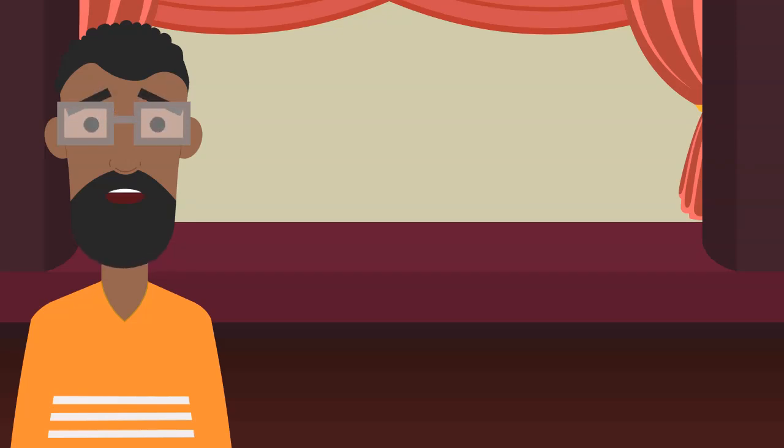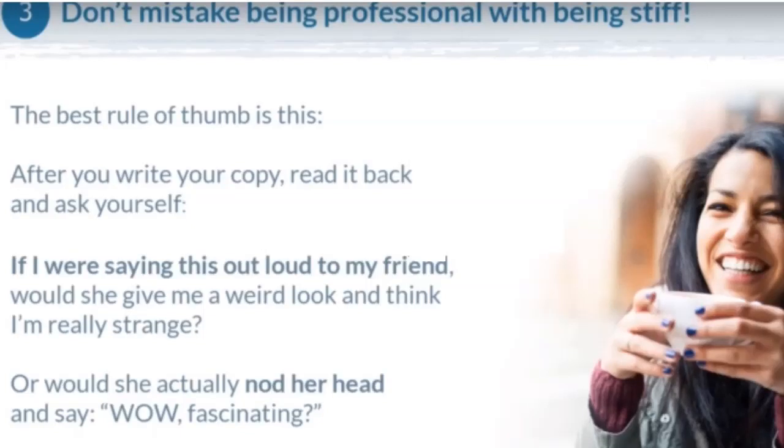If you speak words and robotic phrases like this, your friend would look at you like you have two heads. Back in the land of reality, however, you take a sip of your delicious frappuccino, and just start talking like a normal human being, right? You'd most likely use words that actually make sense. Now the best rule of thumb is this. After you write your copy, read it back and ask yourself this one question.